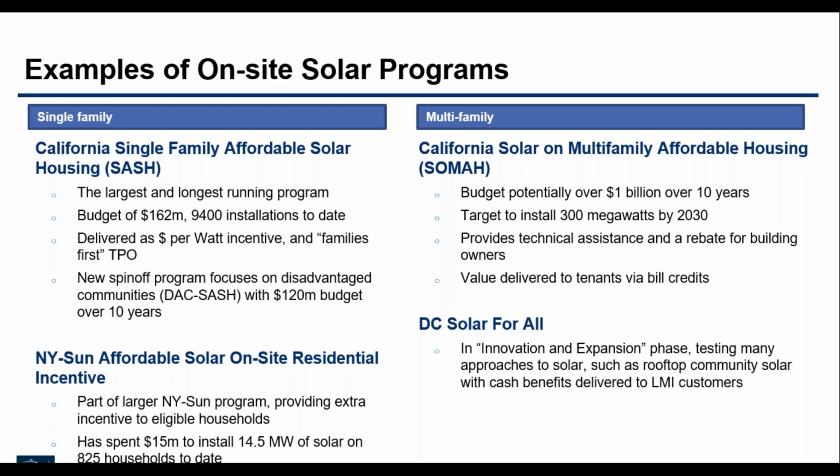In Washington, D.C., the Solar for All program has been in what they call the innovation and expansion phase, where they're testing a lot of different approaches. DC has a very complicated rooftop landscape in terms of ownership, and complicated tenant relationships. So they're really experimenting to find the best way to develop solar at scale, and also to make sure that the tenants are the ones benefiting from that.